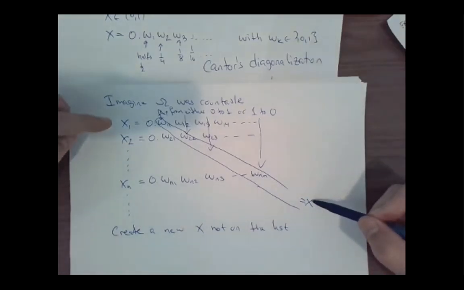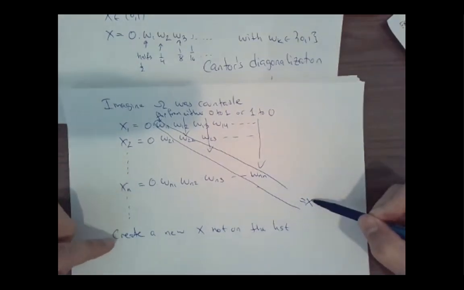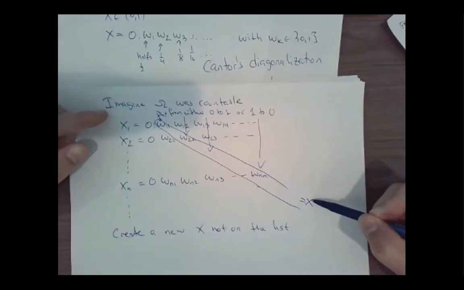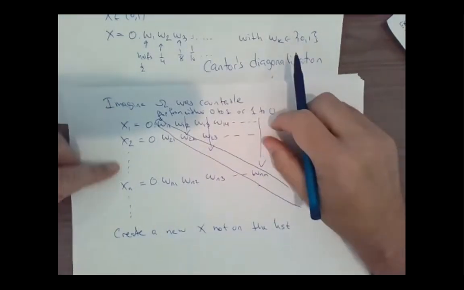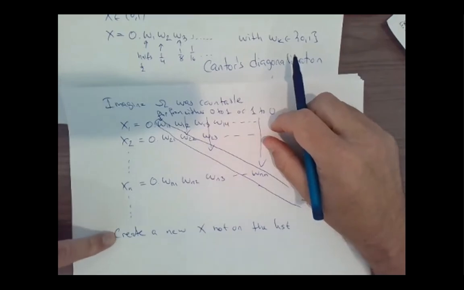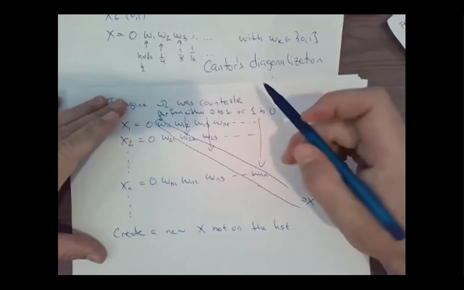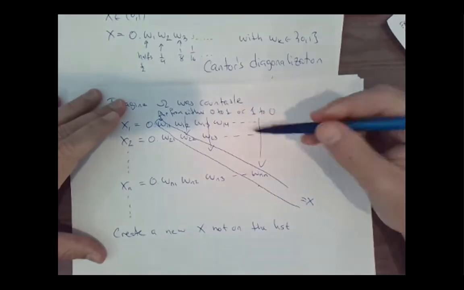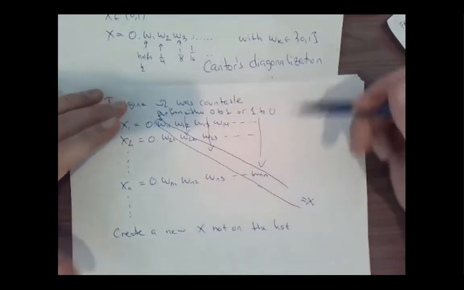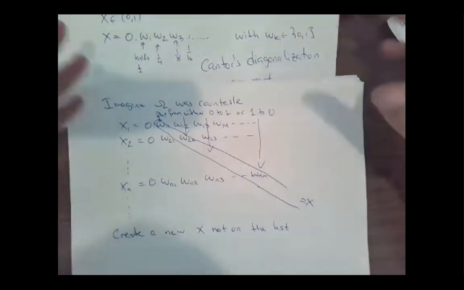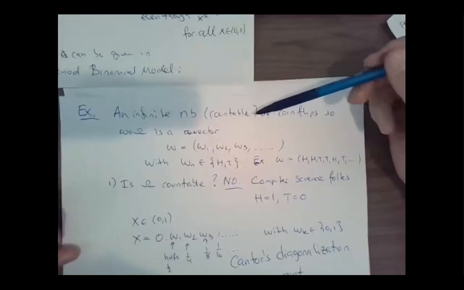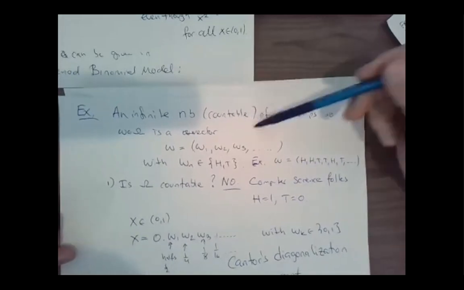And this new x is going to be none of the x's that you have on the list, because it differs in at least one spot from every single element in the list. That means this is impossible, because the list should have included this x, so it's not countable. So the infinite coin flip space is not countable.